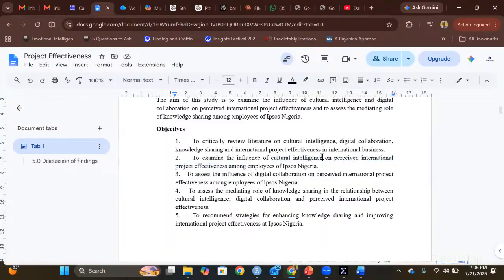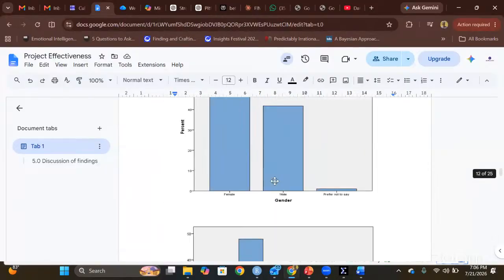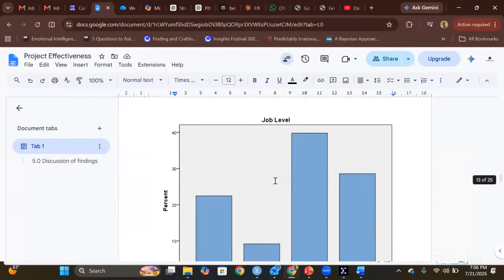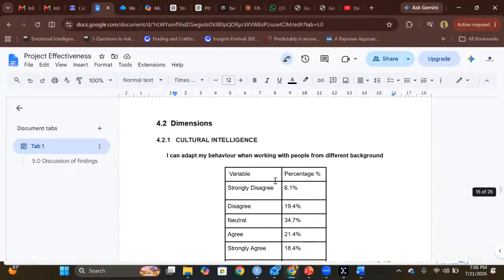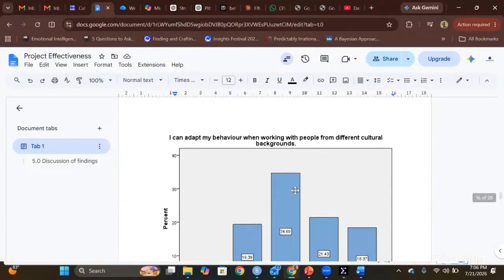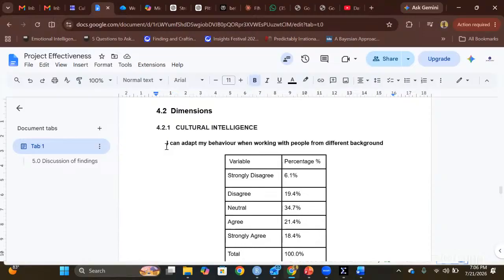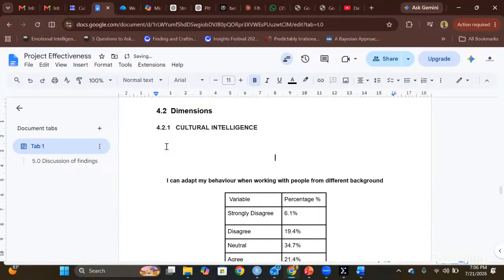Now, you notice that cultural intelligence is what we are measuring, and perceived international project effectiveness is what we are measuring. So for you to go to that, you have to first say, under this dimension, cultural intelligence, you have to talk about your variable. Under this cultural intelligence, you have picked out 2 questions before, right? So before these questions, you have to come up and say, or sometimes it's usually after the questions, the timing is dependent on your response.